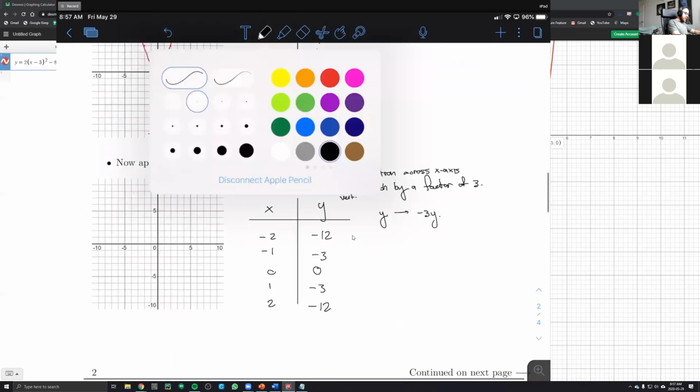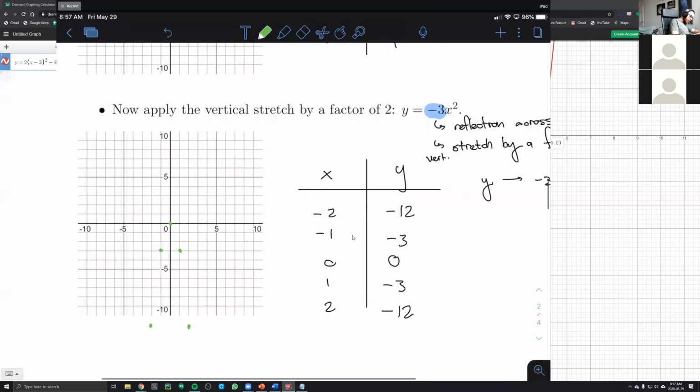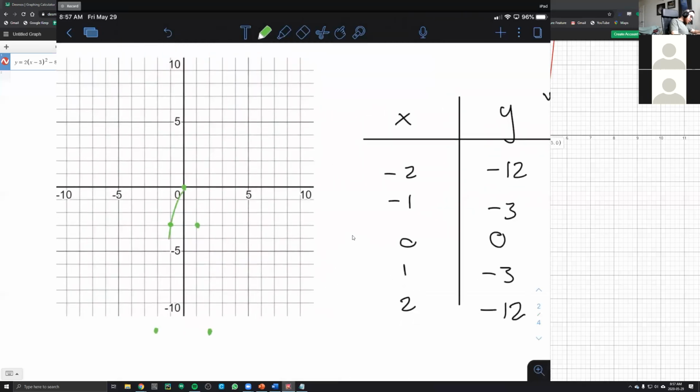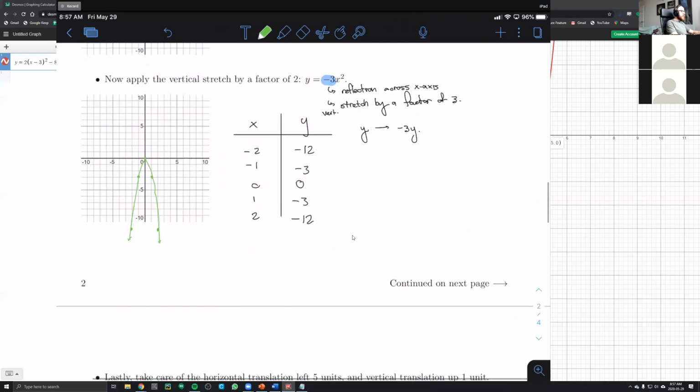But this time, we notice that our parabola opens downwards, right? So 0, 0, negative 1, negative 3, 1, negative 3. 2 and negative 12 is approximately there. Okay, then we connect the dots. Okay, not so bad. Again, a little wiggly, but that's okay. So there is our vertical stretch by a factor of 3.